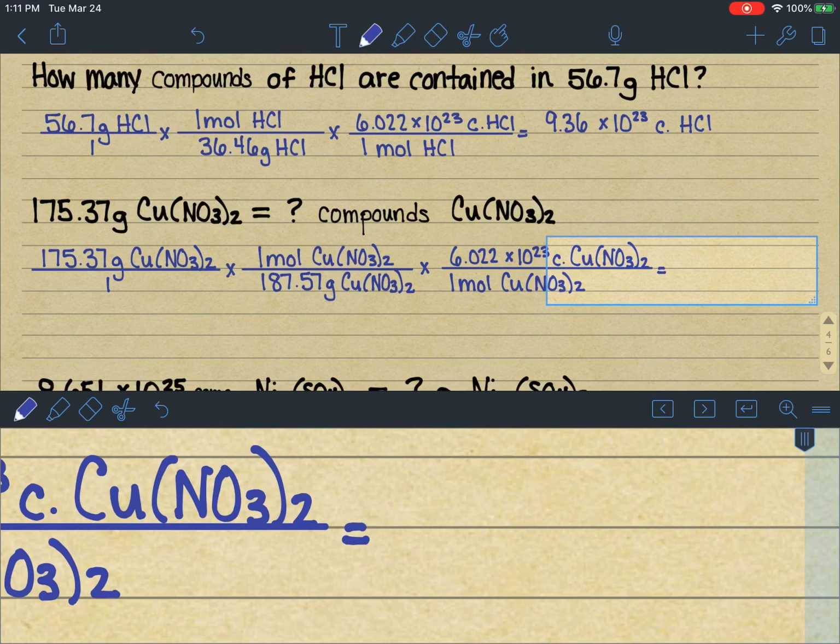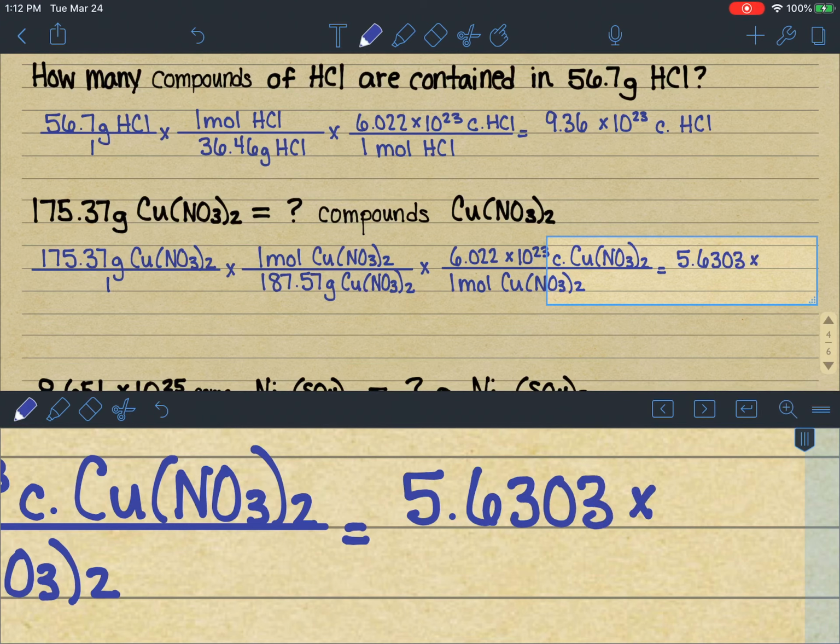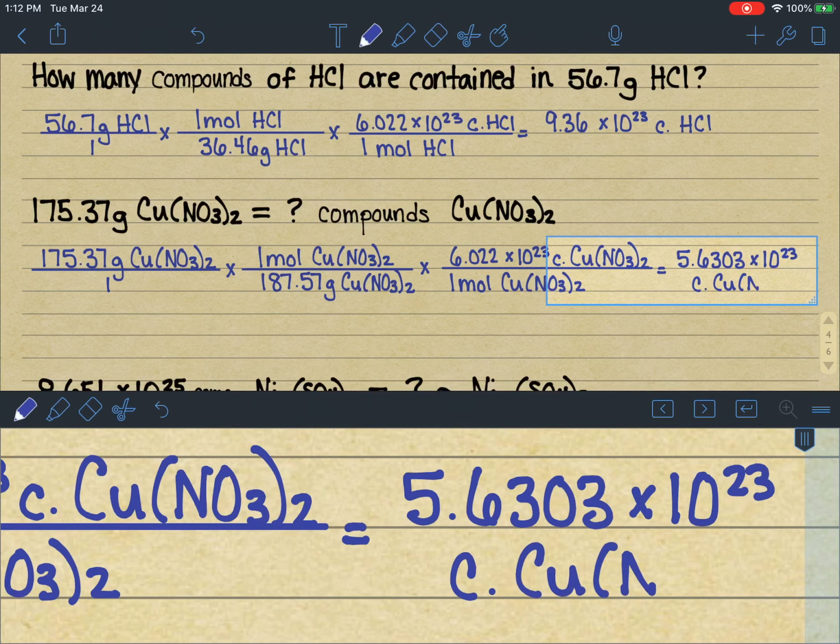I need to have 1, 2, 3, 4, 5 sig figs in this answer. So I'm going to round my answer to 5.6303 times 10 to the 23rd compounds of copper 2 nitrate.